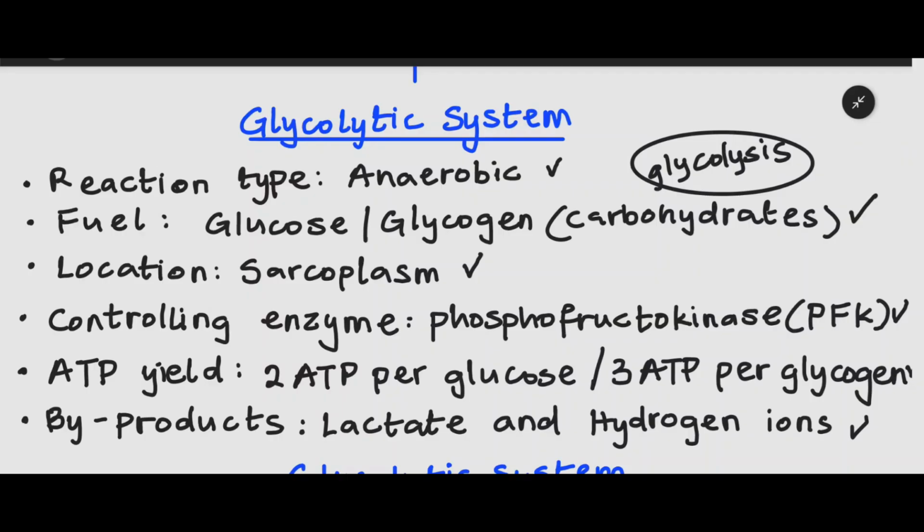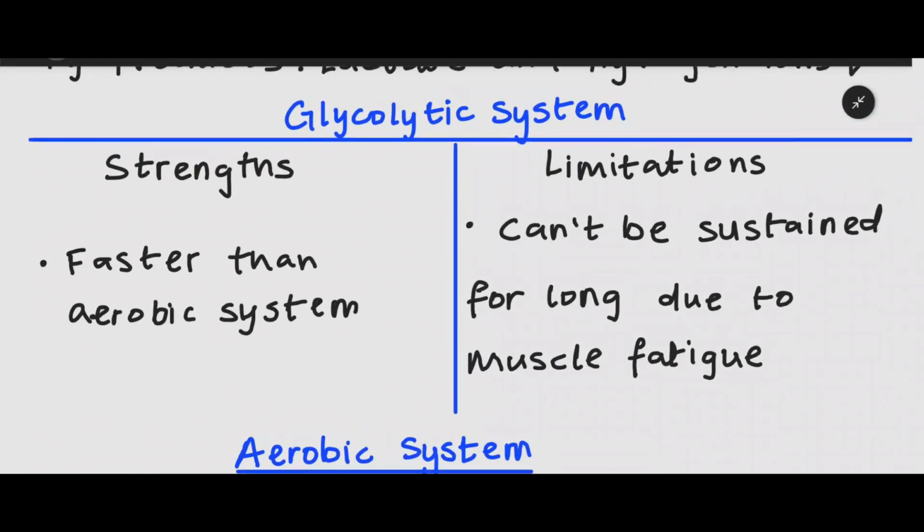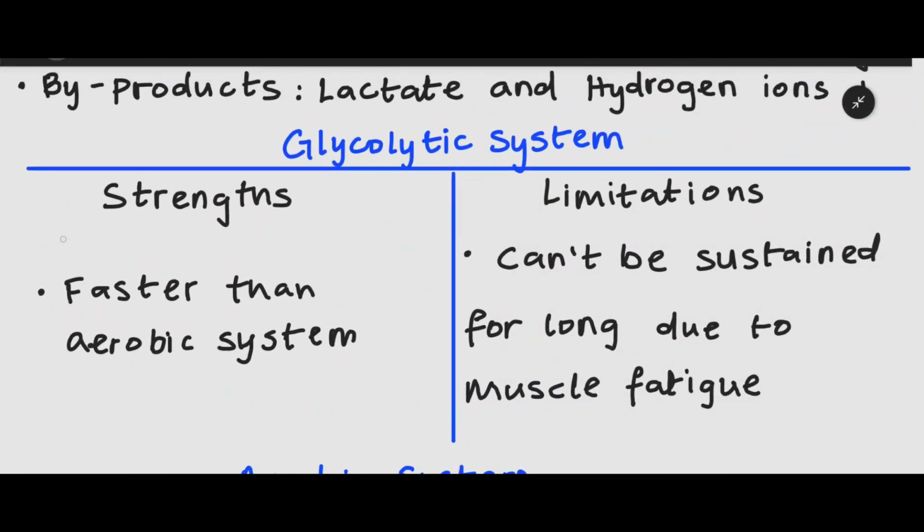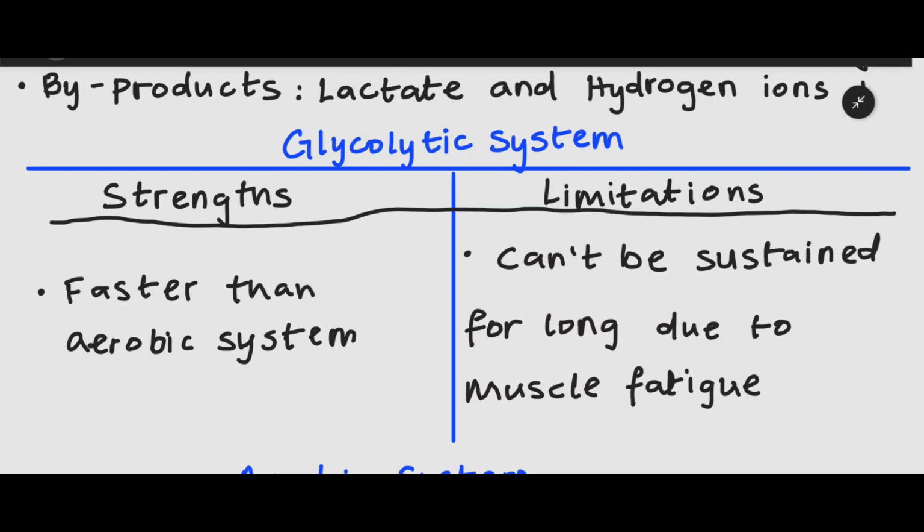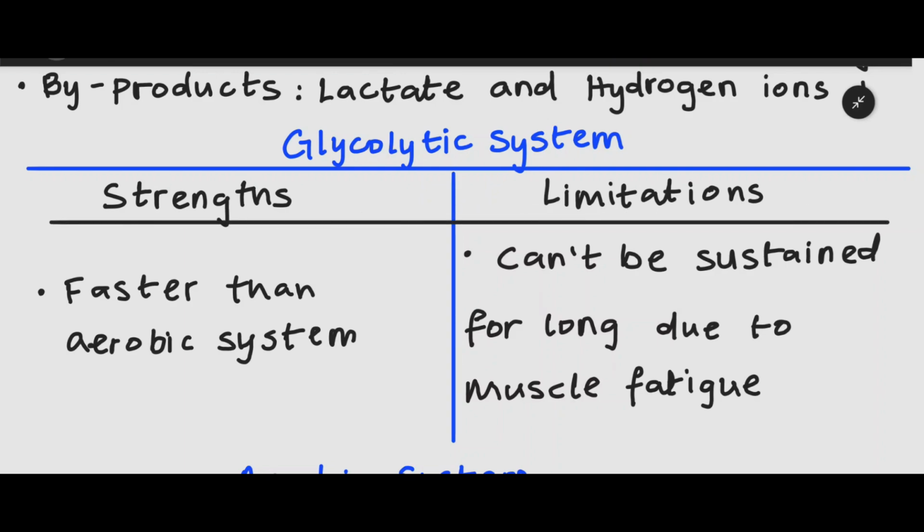And that is where we have lactate plus hydrogen ions building up in the blood, which links to the fatigue and that pain that you feel in your muscles. So that is really what happens in the glycolytic system. Now, let's look at the strengths and the limitations of the glycolytic system. So the main one's really that it's faster than the aerobic system, obviously not as fast as the ATP-PC system, but it can't be sustained for very long due to muscle fatigue.